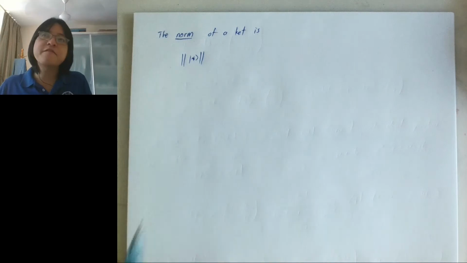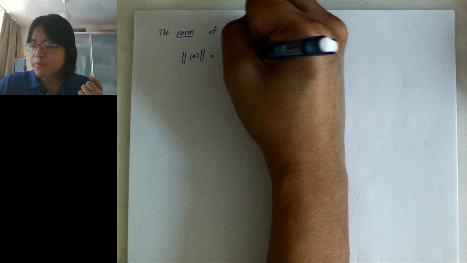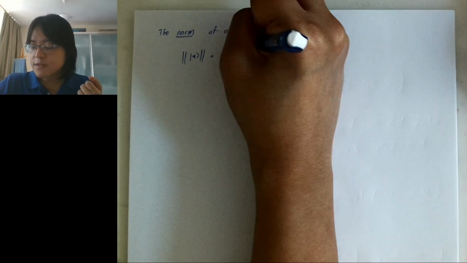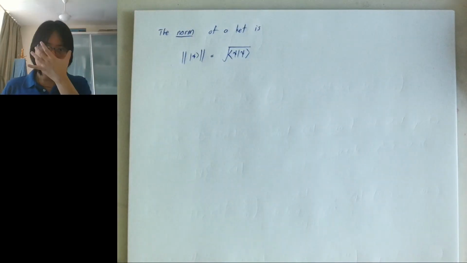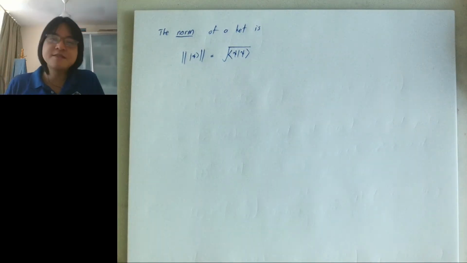In R3 we know this as a length, but we can do something similar. So we take the bra-ket on itself and then the square root. That is basically just the norm.